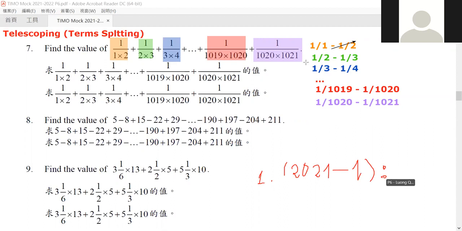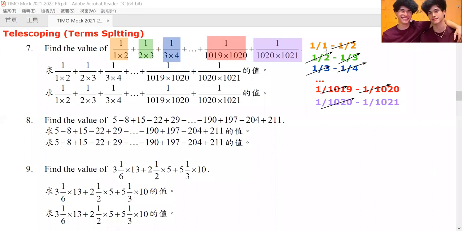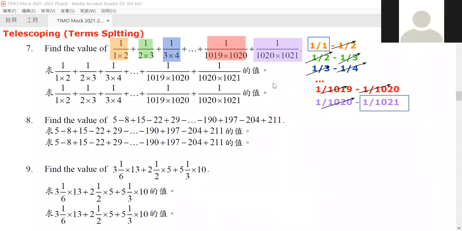Now, in here, you can see that all these terms can cancel out, because minus 1 over 2 and plus 1 over 2 will cancel out. Minus 1 over 3 and plus 1 over 3 will cancel out. The only things that do not cancel out are the first term and our last term: 1 over 1 minus 1 over 1021. So hence our answer is 1 minus 1 over 1021. Okay, this method is called telescoping. We split the terms into parts, and then we find out that most of them can be canceled out.